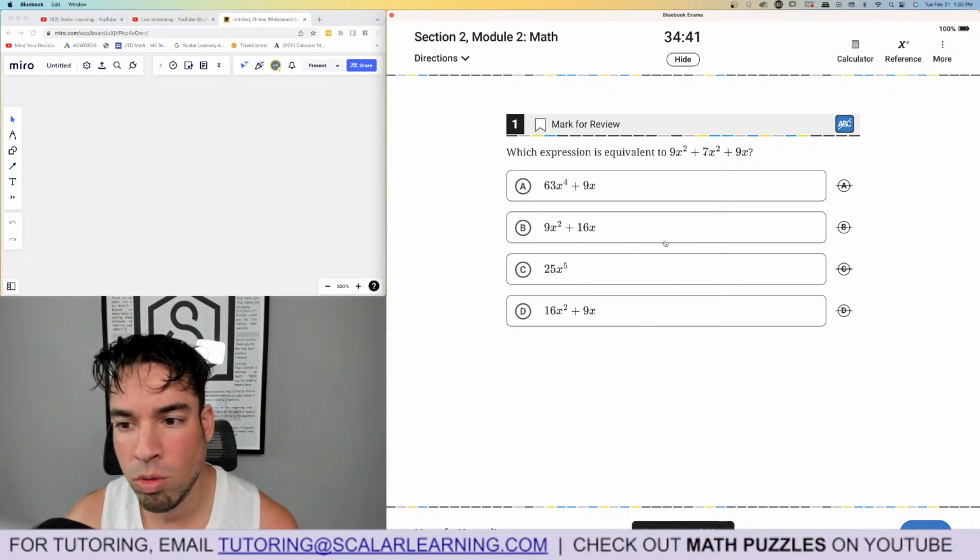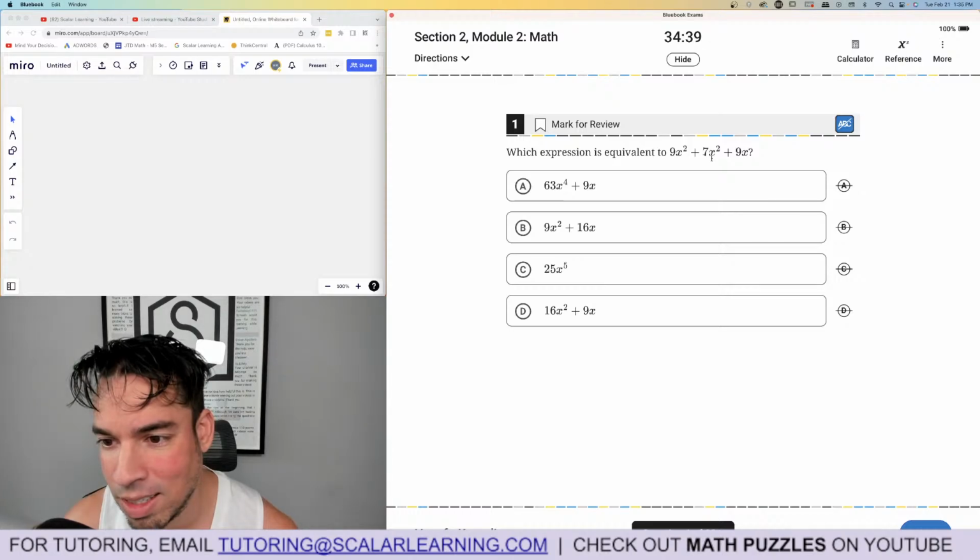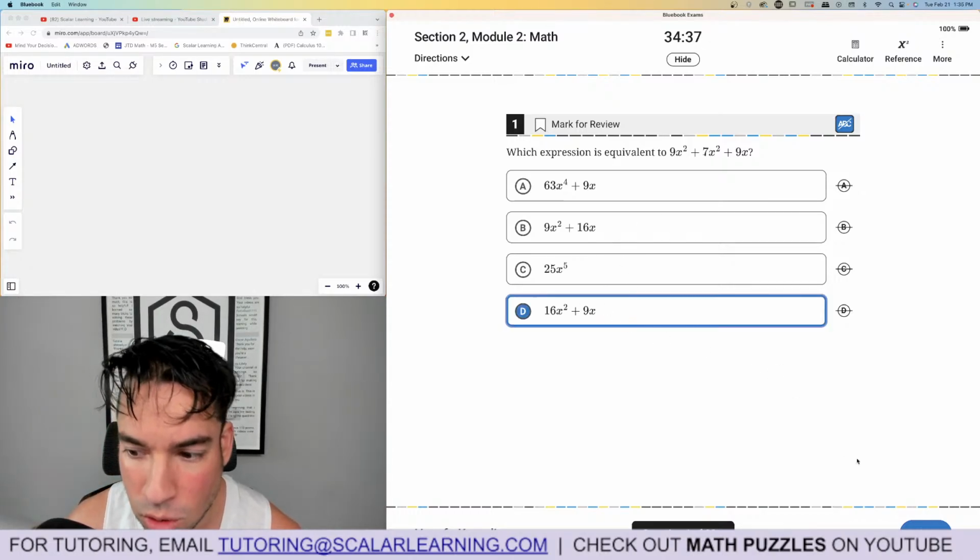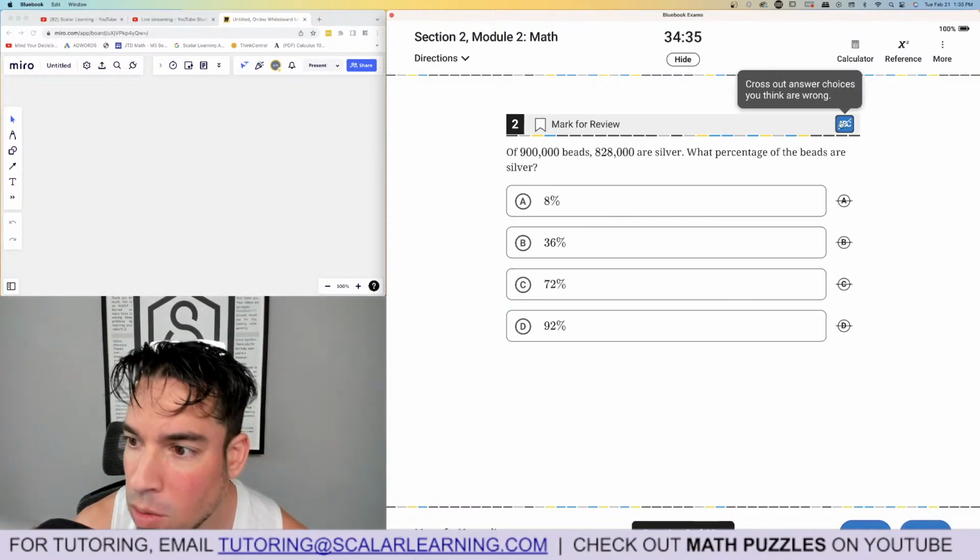Which expression is equivalent to this? So you add those two, it becomes 16x squared plus 9x. D is the winner. Boom, done. Why is this all crossed off?